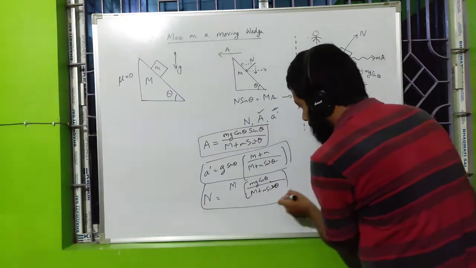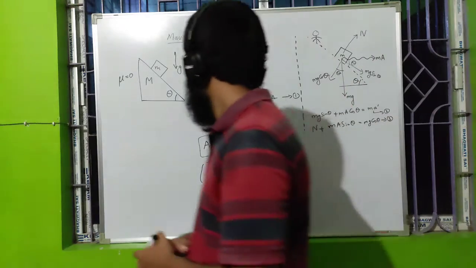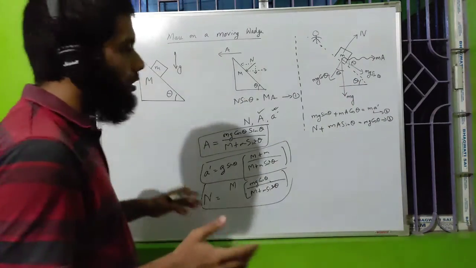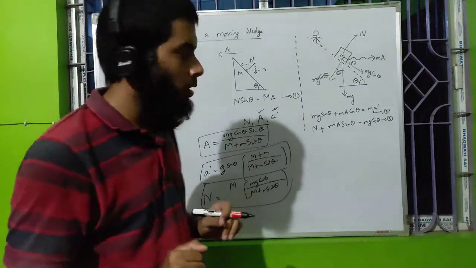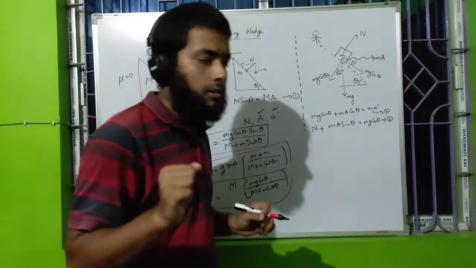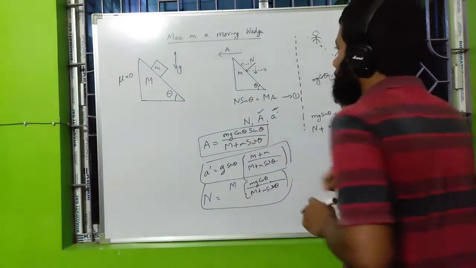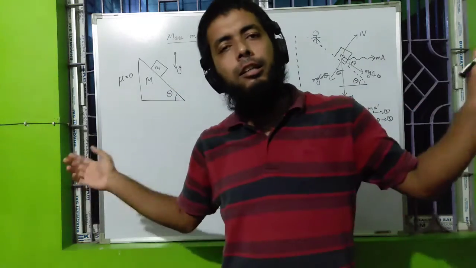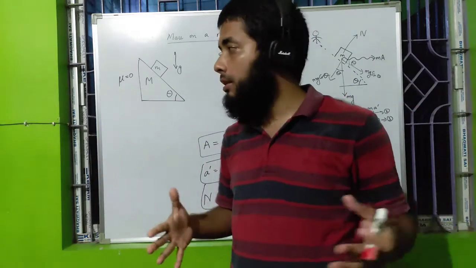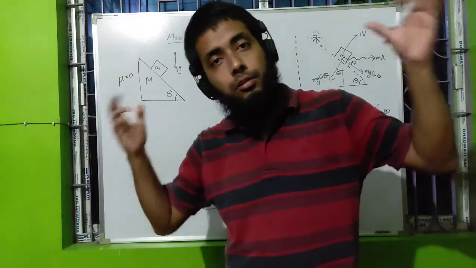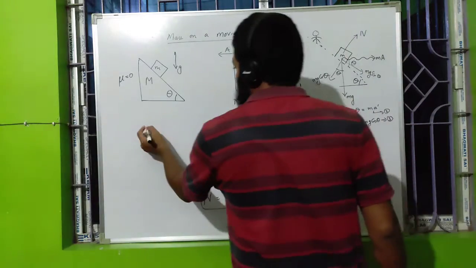So this is the third answer which I have got. So you try to solve and you get this answer. Now just let me take a special case. What if this wedge is infinitely large? It means it is having very large mass. Then what should be done?